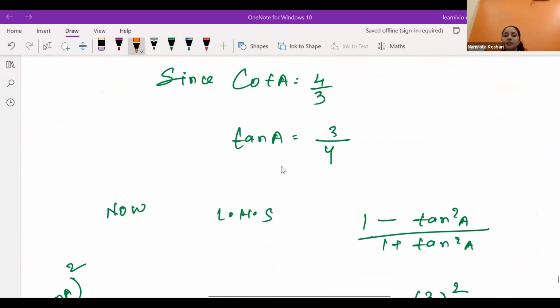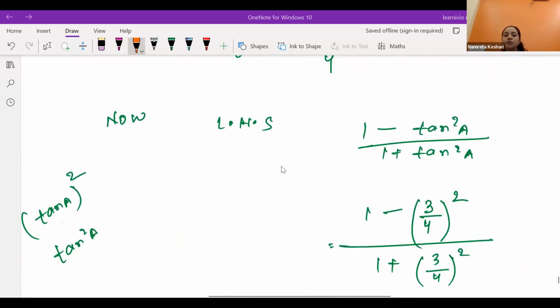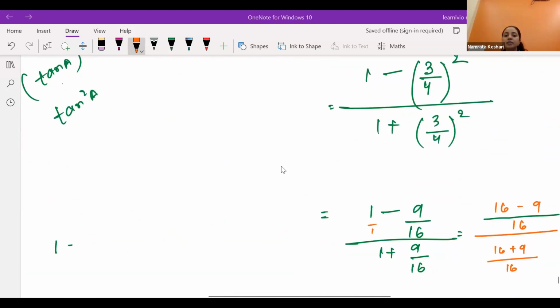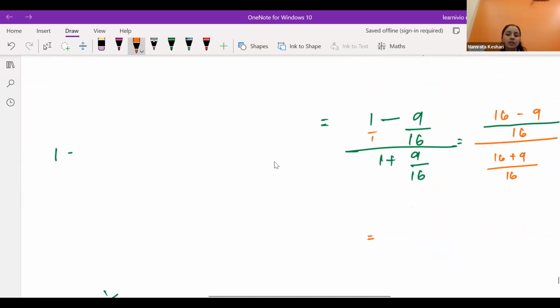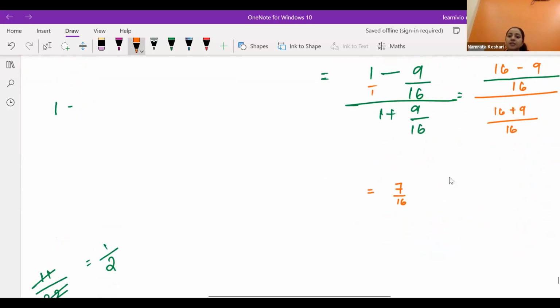Now we are calculating the left hand side. Tan A is 3 by 4. We did the simplification over here and we got this. Now we will calculate it. 16 minus 9 is 7, and 16 plus 9 is 25. This simplification part is clear to everyone, right? Yes. Now you have to do the simplification over here.